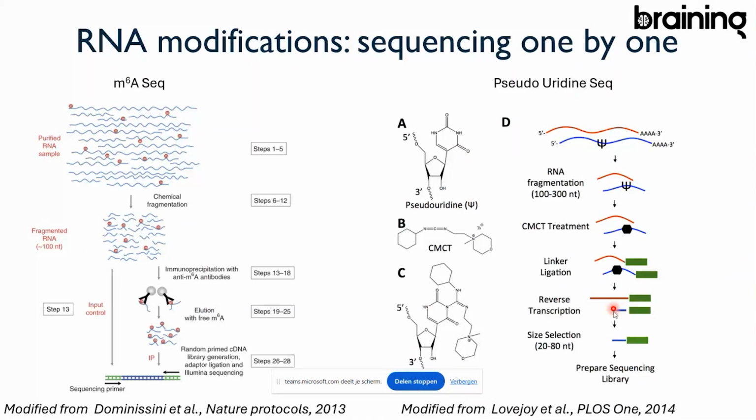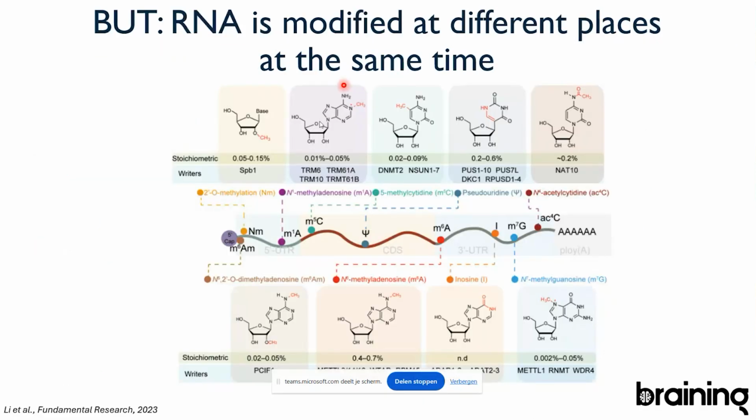And if you sequence this, every time it stopped, you have your places where there was a pseudouridine before. But again, you only look at your pseudouridines. However, as you can imagine, an mRNA does not only have pseudouridines, it does not only have methyladenosines, but it has a lot of different modifications at a lot of different places. And you can imagine it like this.